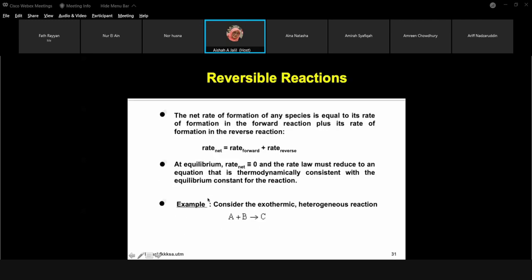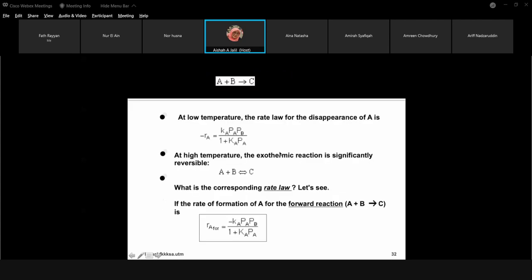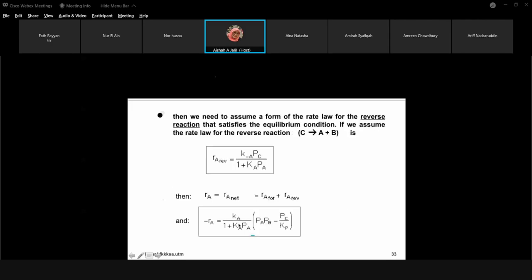If you can remember this, the net rate must be forward plus reverse. The rate for forward plus reverse. So you just take this one plus this one. Then you can get this one. But again, this is just a theory. What I taught you, you do not have to write this one unless they ask you to derive, okay? But if you get the A plus B to C reversible reaction, you can write directly.